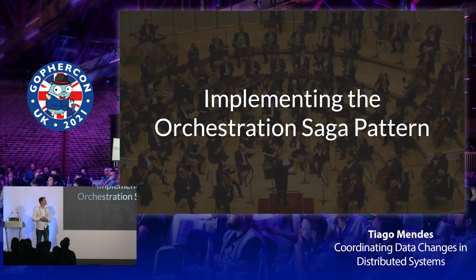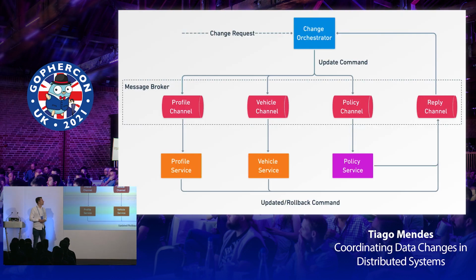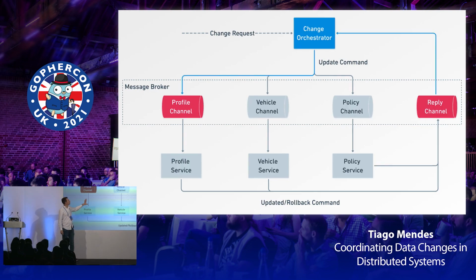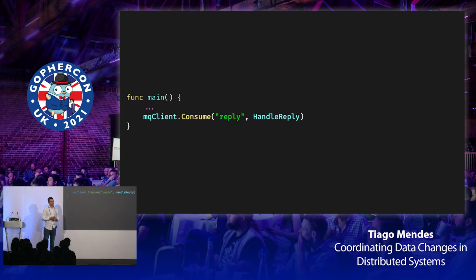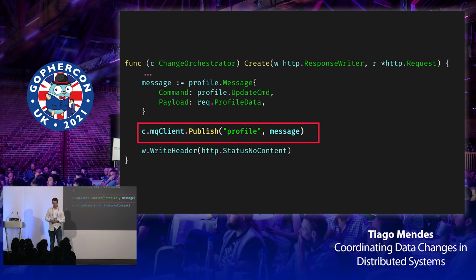So how do we implement the orchestration Saga pattern? I'm going to guide you through some code examples here. So coming back to our diagram, let's first focus on this part, our change orchestrator. First of all, when we set up our change orchestrator, we need to tell it to consume the messages coming into the reply channel. And they will be handled by a function that I call here handle reply.